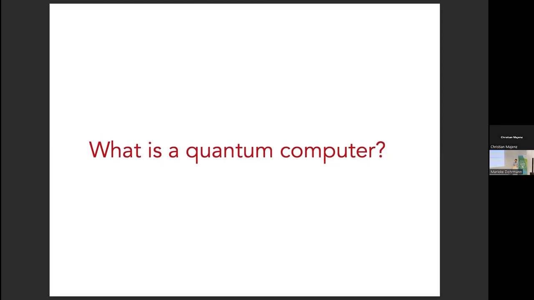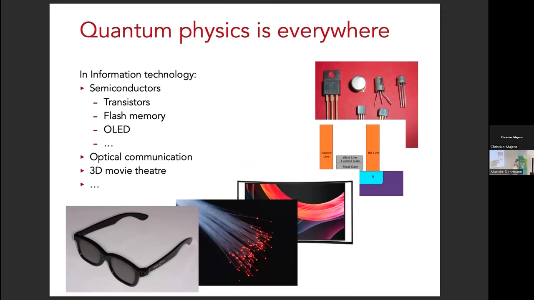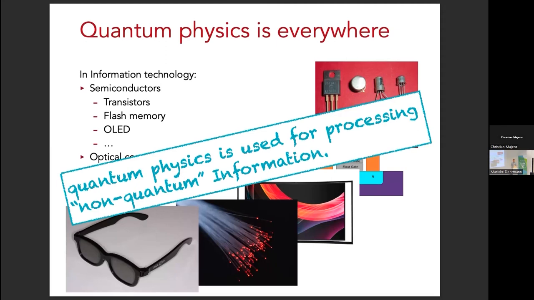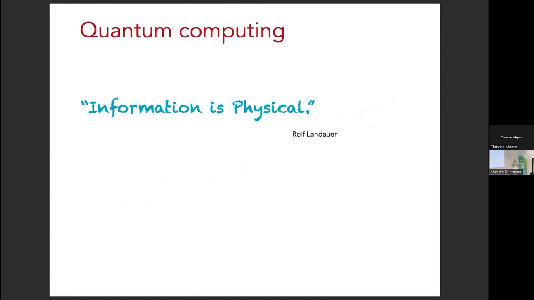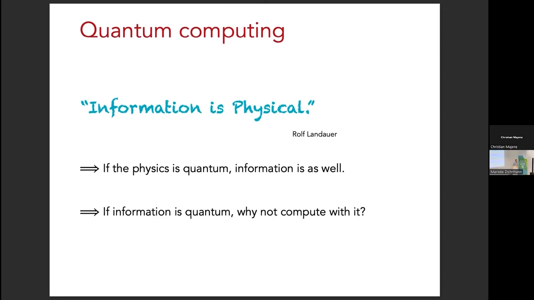Quantum physics itself is everywhere. All the technology we use uses quantum physics. We could not have constructed transistors or flash memory, et cetera, without quantum physics. But these are quantum physical devices that are used for processing non-quantum, or classical, information. But information is physical, as Rolf Landauer, one of the founding fathers of the information age, said. And if information is physical, and if physics is quantum, then information, of course, is also quantum. And if information is quantum, then why shouldn't we compute with quantum information?